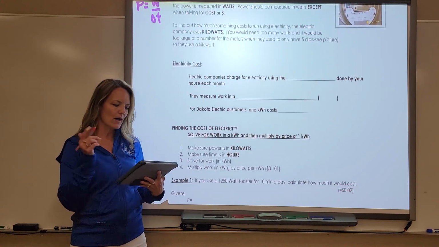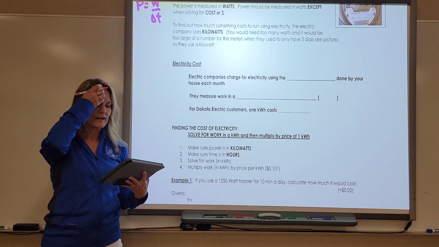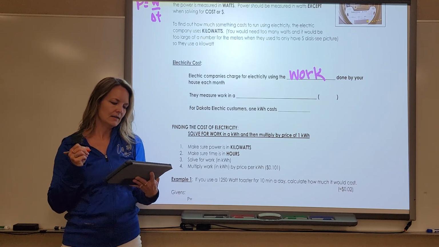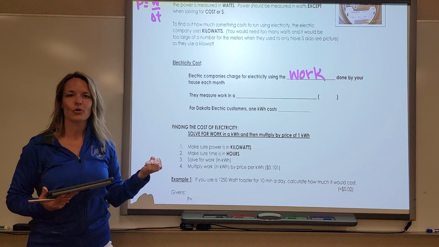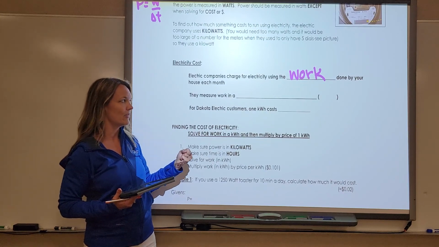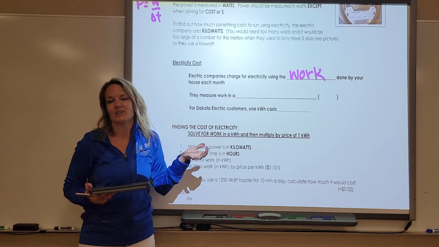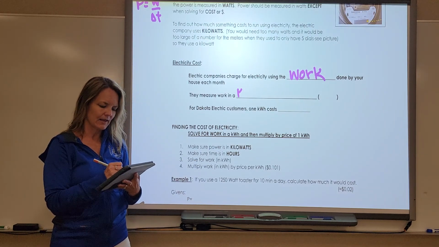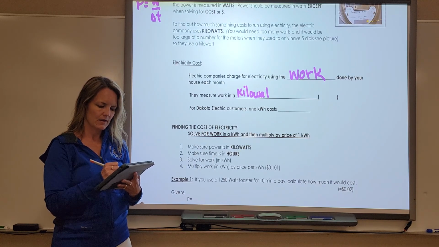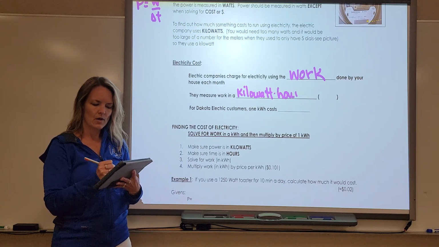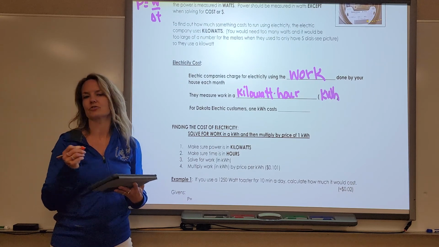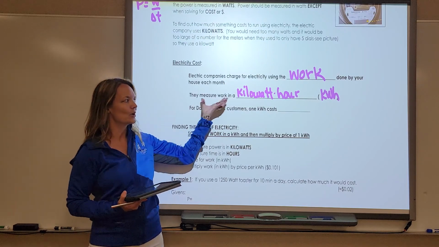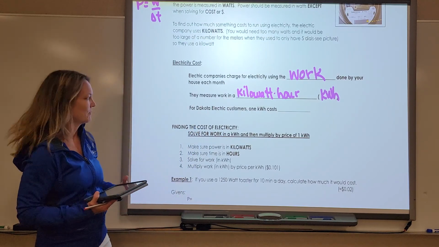All right, so electric companies charge for electricity using the work done by your house each month. So the electrical work your house does each month, they keep track of that, and each month they charge you for it. How they measure it is in a kilowatt hour, which is kWh. We learned that unit last week. We learned how to convert between it and a joule. Now we're going to be using it as we solve for the cost of something.